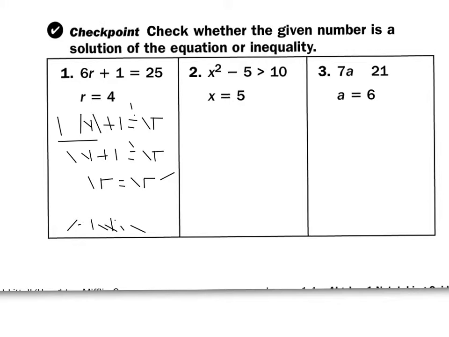In number 2, we substitute a 5 in for the x. So we have 5 squared minus 5 is greater than 10. 5 squared is 25. 25 minus 5 is 20. And is 20 greater than 10? Yes, it is. So this is a solution.